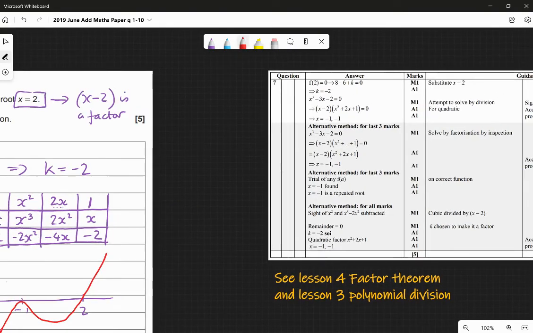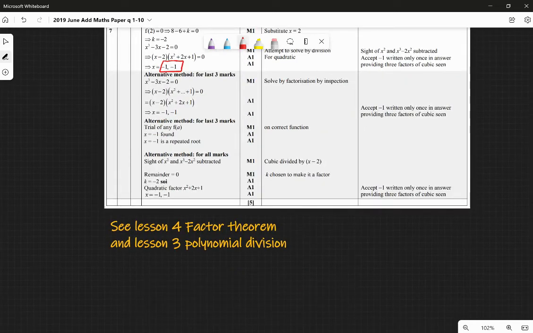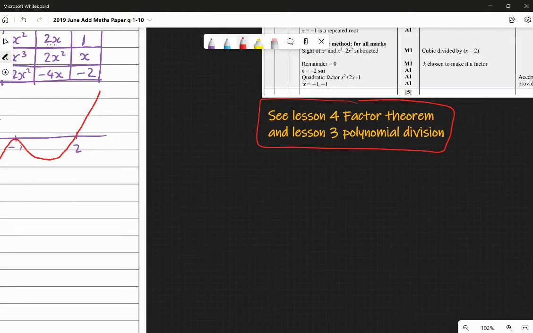So are we done? Let's have a look at the solutions. Yes, we're done. It just says minus 1, minus 1. And it says accept minus 1 written once only in answer, providing 3 factors of the cubic are seen. And we showed that. So if you want to practice using the factor theorem, that's lesson 4. And if you want to practice polynomial division, so dividing a cubic by a linear factor, then that's lesson 3. Okay. All right, let's have a look at question 8 now.